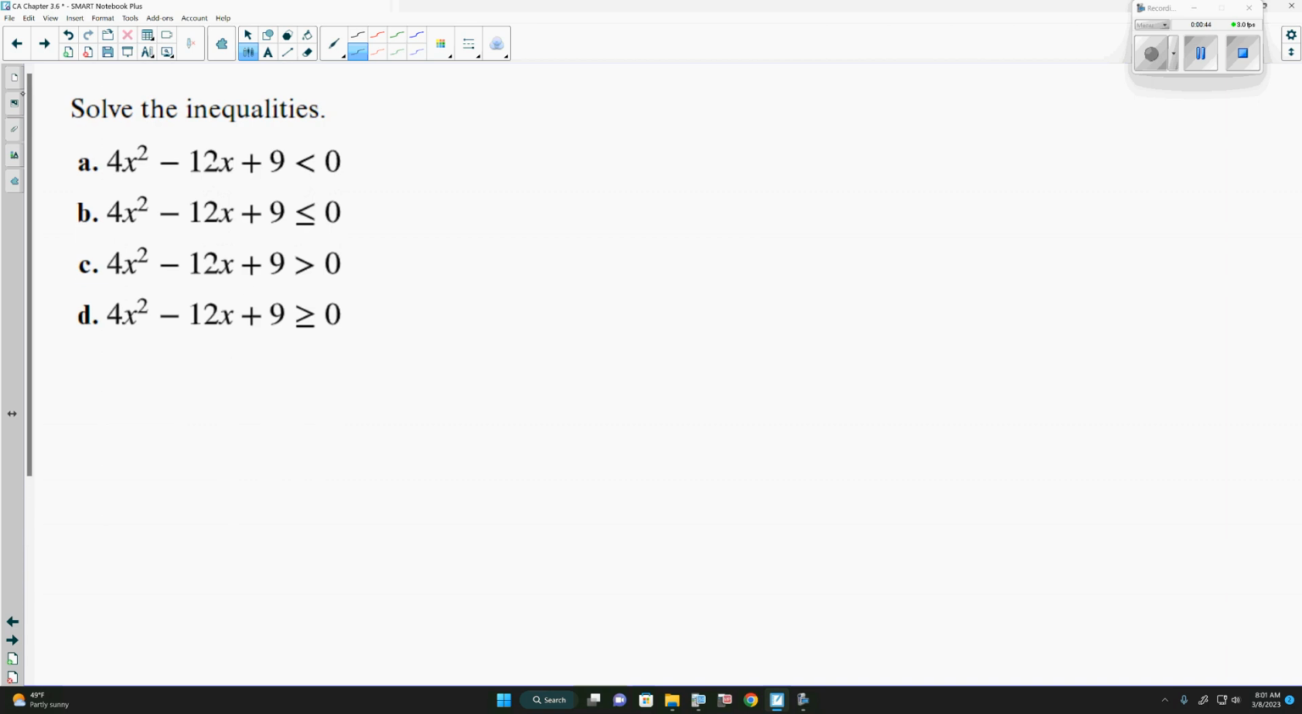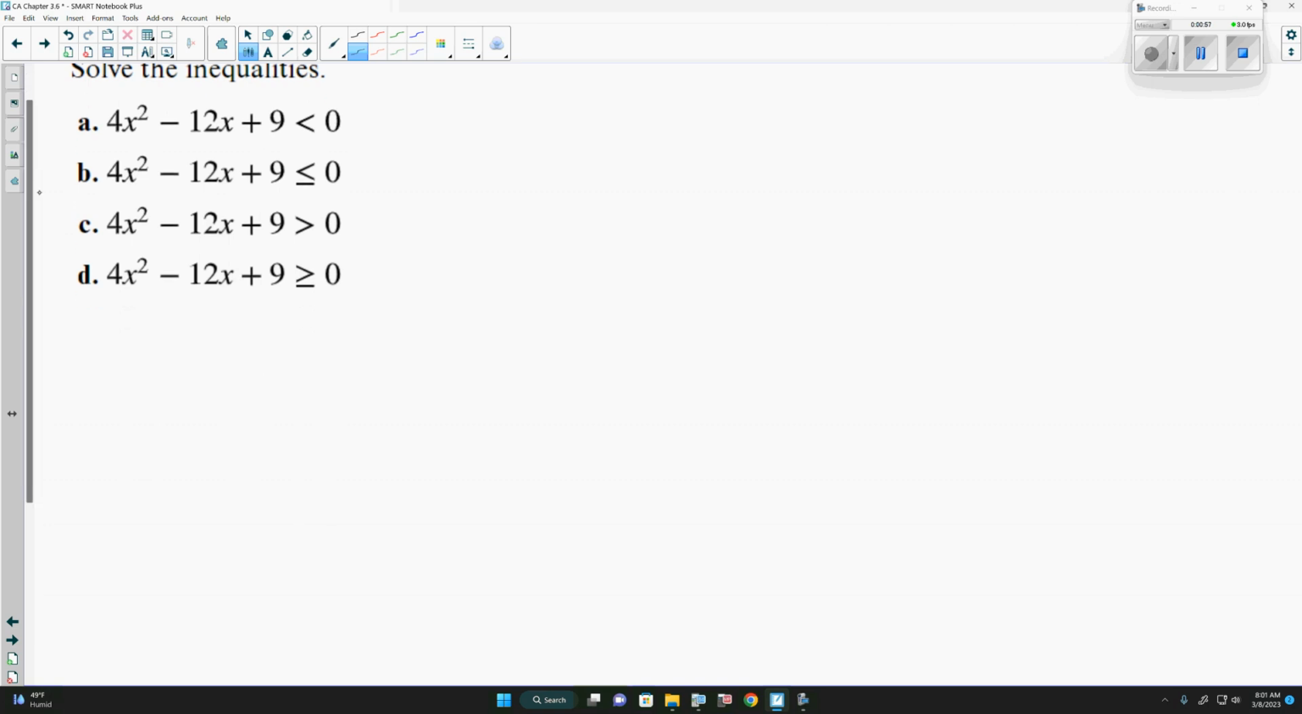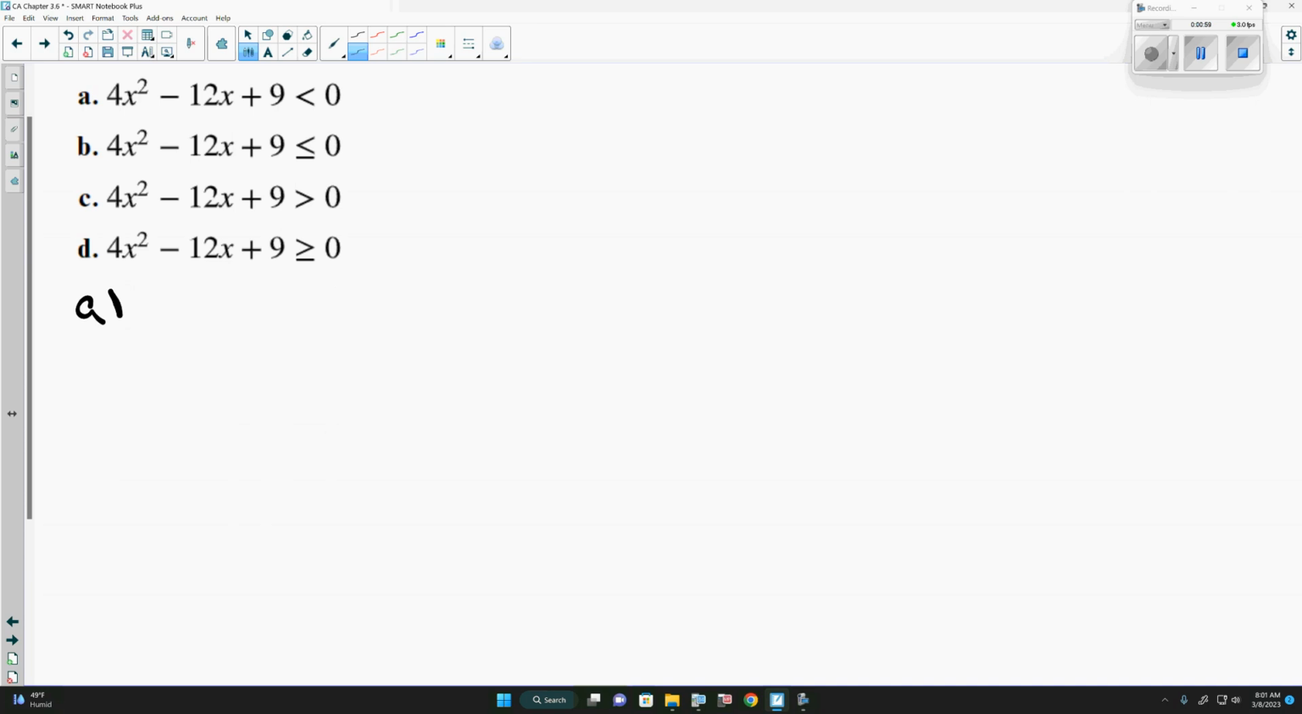So the ones I want to look at next are these here. Now these four here are the exact same inequality, but they will have different solutions. Now one of the first things we can do with any of these, we can start with A. 4x squared minus 12x plus 9 is less than 0.